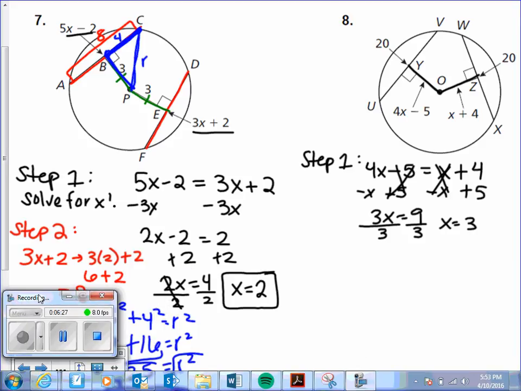Okay. Step 2 is the same step 2 as before. We plug in x into one of our expressions. It does not matter which one.